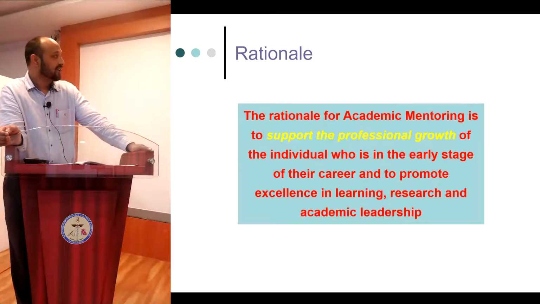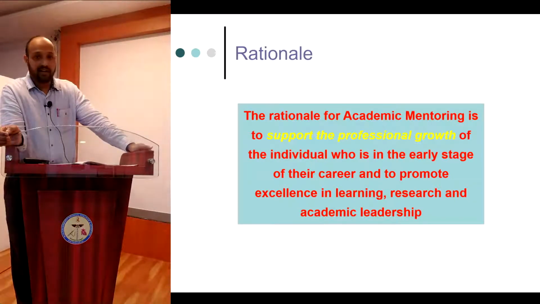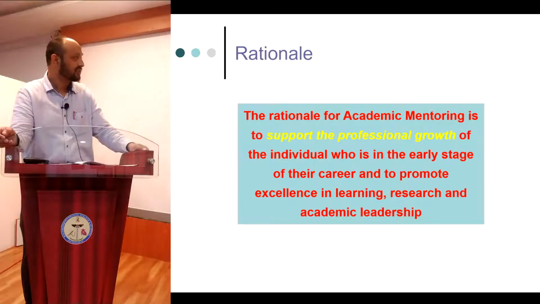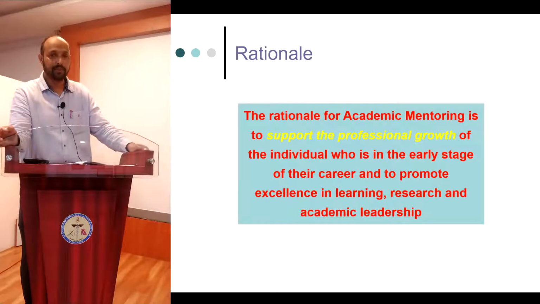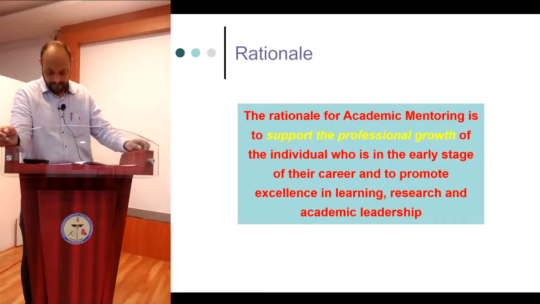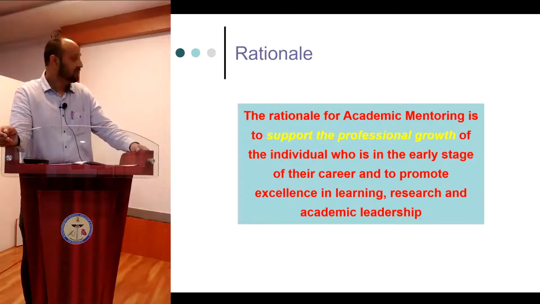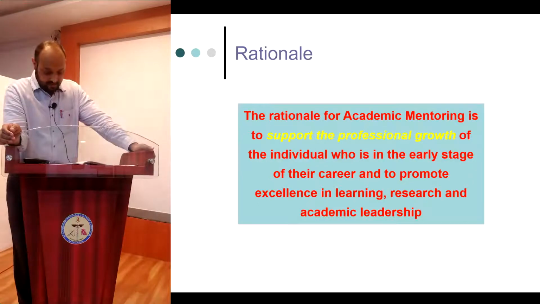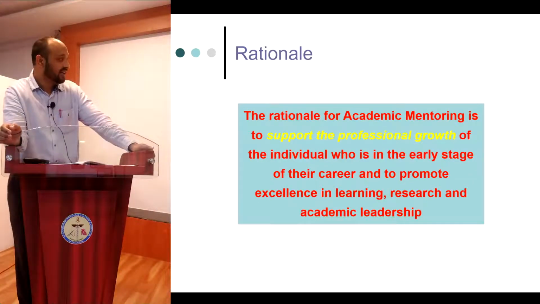What we are doing here is academic mentoring. We have so many types of mentoring. Academic mentoring is to support the professional growth of the individual who is in the early stage of their career, in learning and academic leadership. We have all these things here.